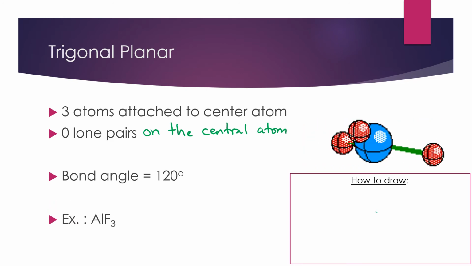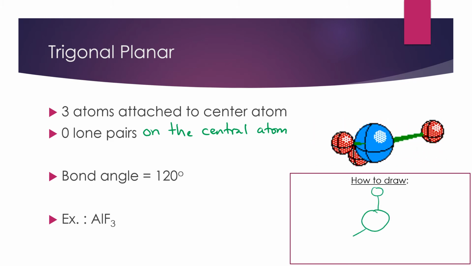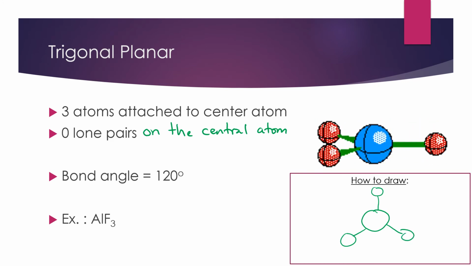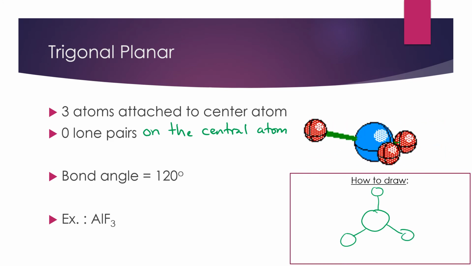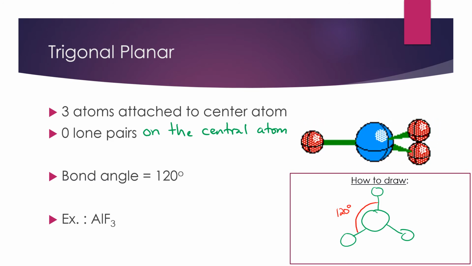So how do we draw it? Again, I am going to draw it like so. Similar to a triangle, y'all. The bond angle, I'm going to be labeling it. Again, 120 degrees.